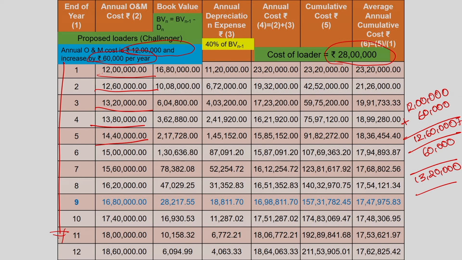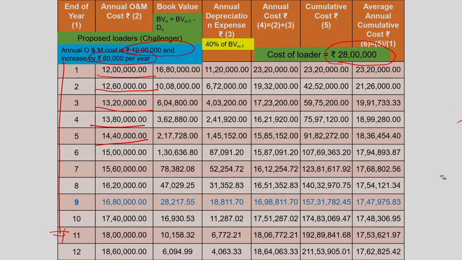Now, the same way estimate the depreciation. So, you are going to estimate the depreciation now. The depreciation for the first year is nothing but 0.4 into book value. The book value at the beginning of the year is nothing but your cost of the loader, that is 28 lakh. 0.4 into 28 lakh, so that gives you the depreciation for the first year. It is nothing but 11,20,000.